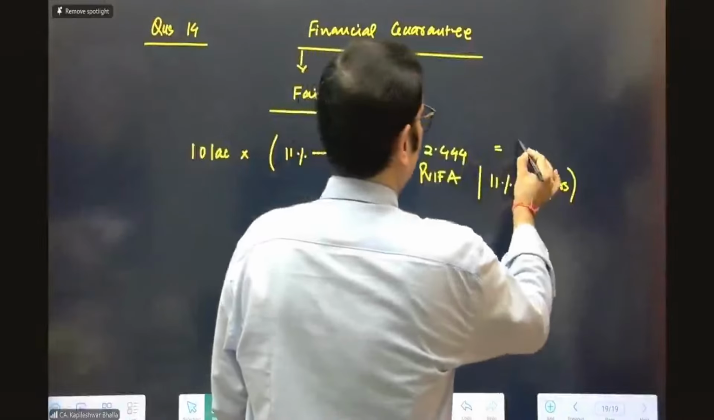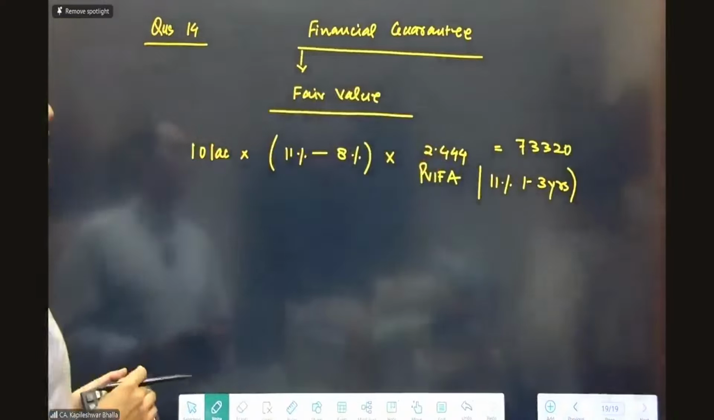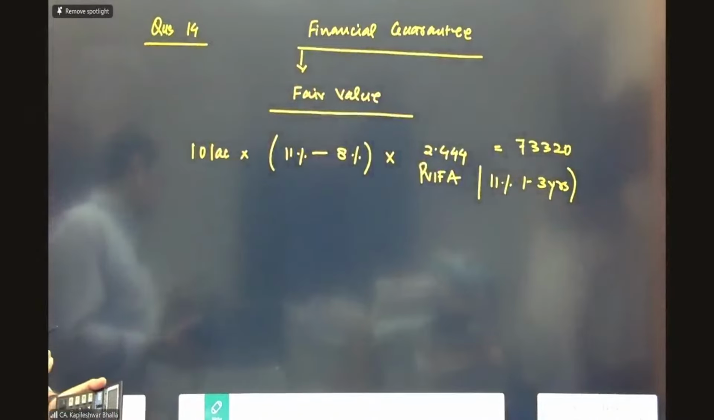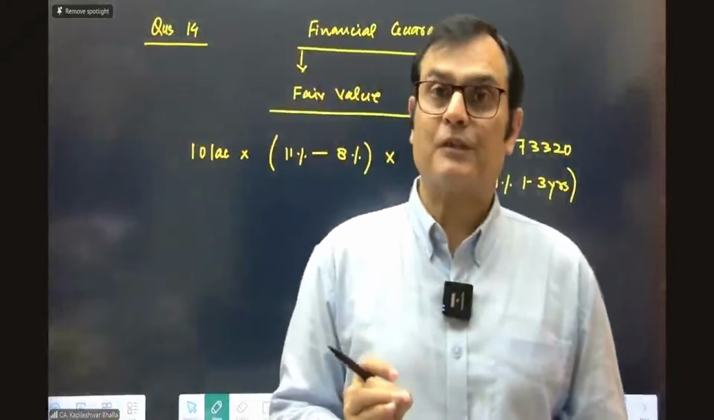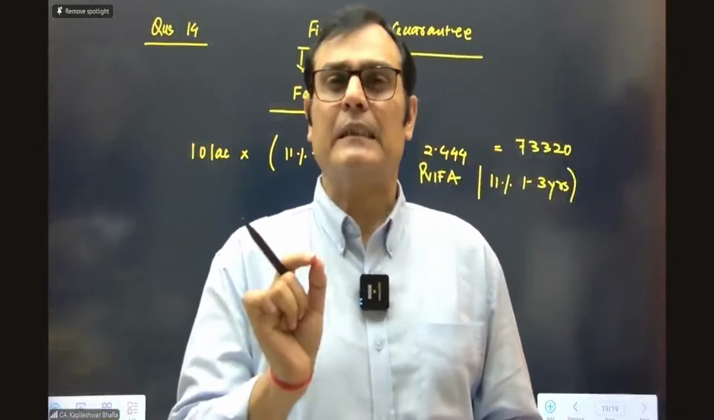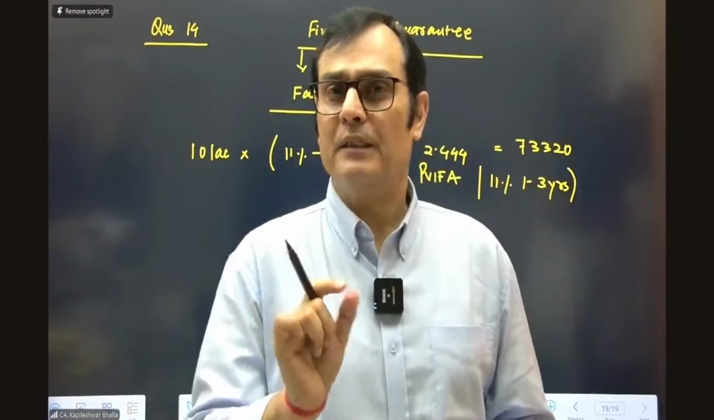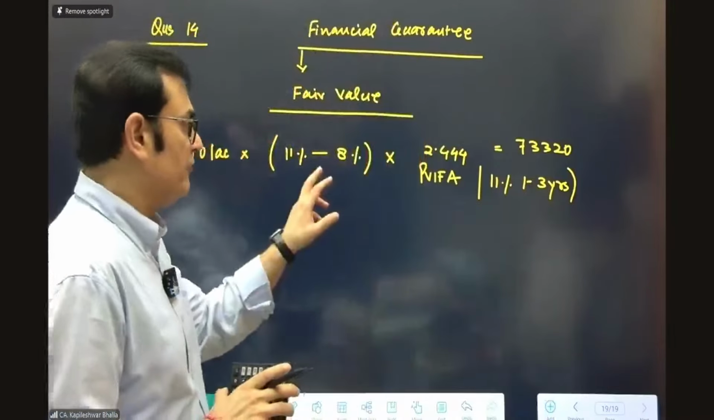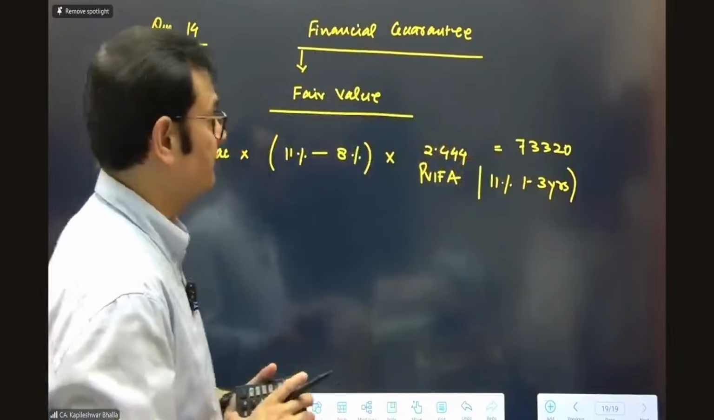So on 10 lakhs, there is a 3% benefit into 2.444. This is, I think, coming to 73,320. That becomes the fair value of the guarantee. So the amount at which we will record the financial guarantee at fair value is the difference in the interest had there been no guarantee versus the interest had there been a guarantee. So this is indirectly the benefit which the parent gave to the subsidiary company in monetary value.